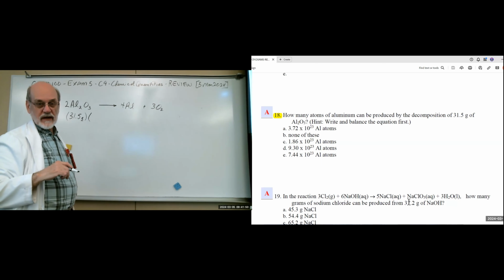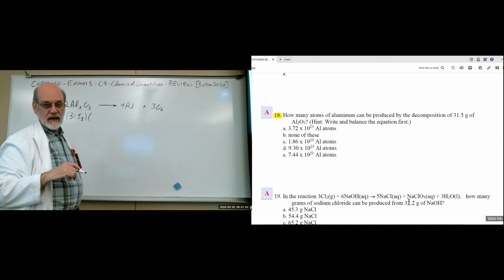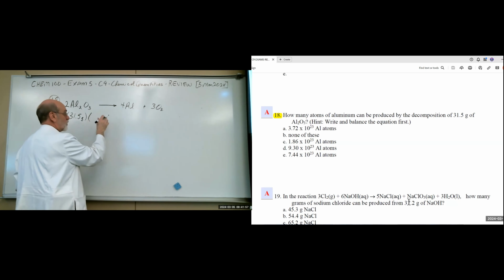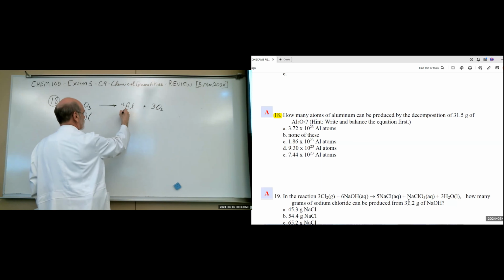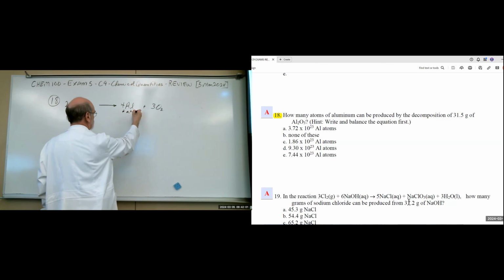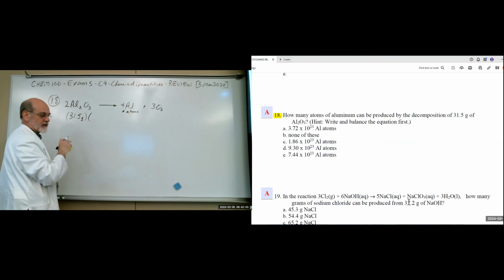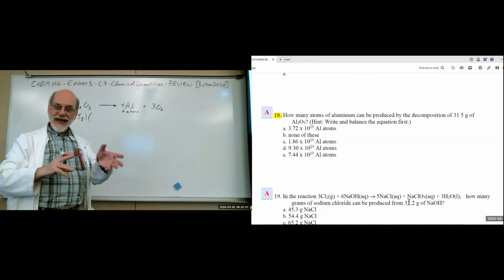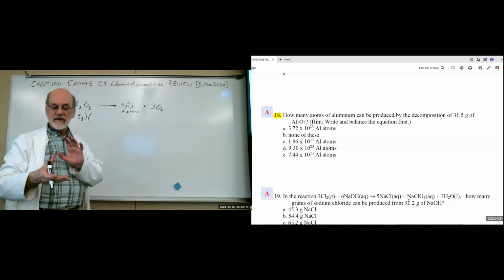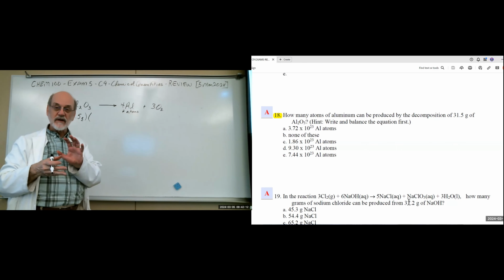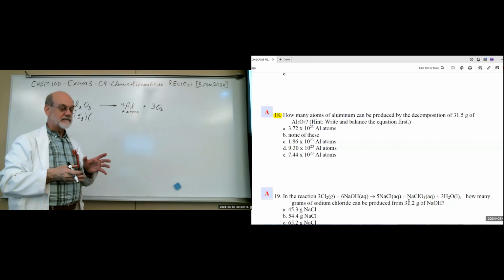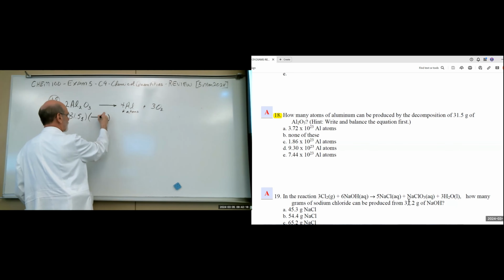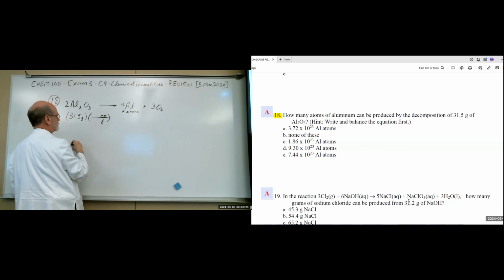And we want to convert that to aluminum. We want to know the number of atoms. So we have to convert it to moles first. The bridge between mass and numbers of any element or compound is the molar mass. So we have to go to moles first.